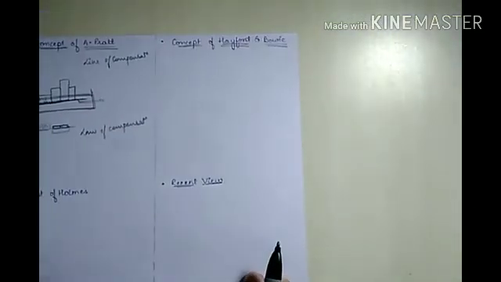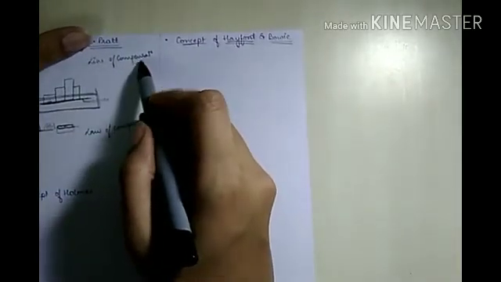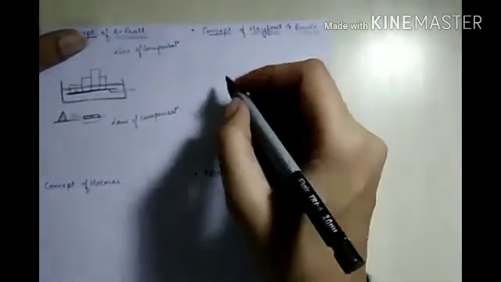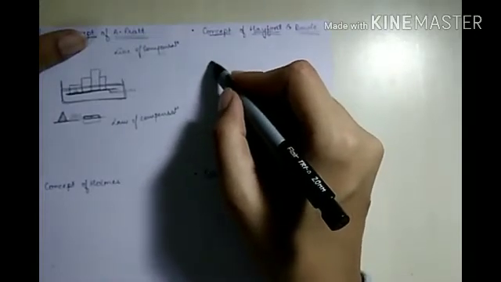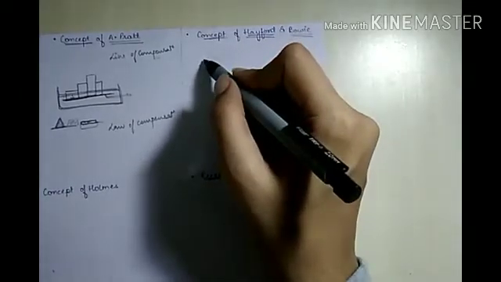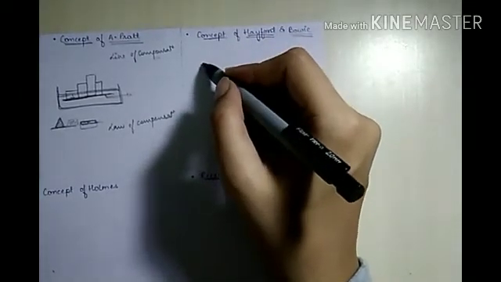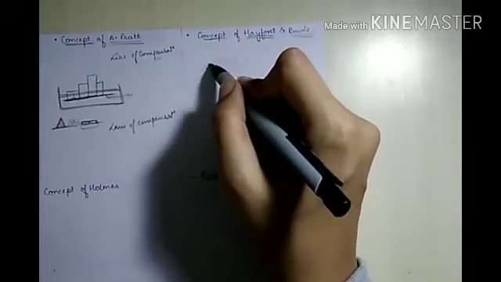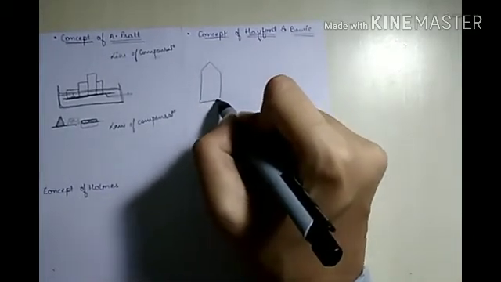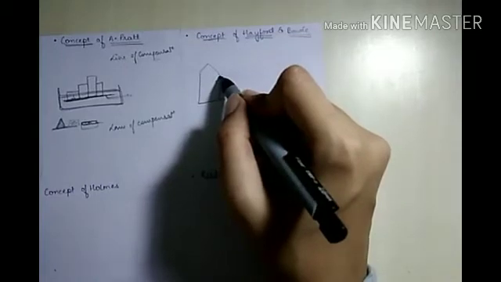Next, we come to the concept of Hayford and Bowie. They actually believed not in line of compensation, but in plane of compensation. Plane of compensation means that the column which is having the rock of lesser density would be standing higher than the column which is having the rock of higher density.